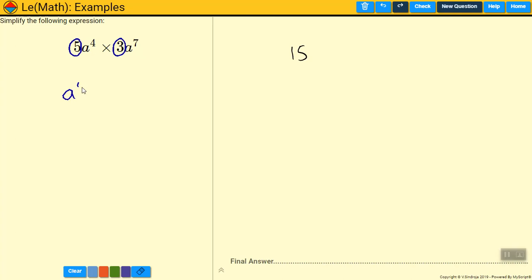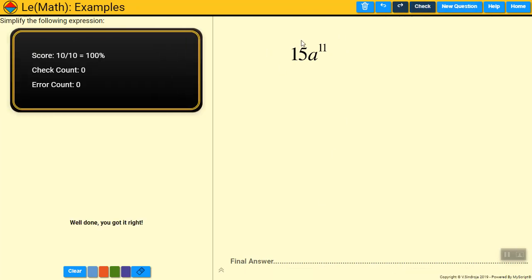But the a to the power of 4 times a to the power of 7, we can treat that as we do with powers. And because it's the same base, we add the powers together. So that's a to the power of 11. Now this is a simplified expression, and that is your answer. Okay, so remember, coefficients, you treat them as regular, so you multiply coefficients. But powers, you add powers when you're multiplying. Okay, so it can confuse people sometimes.